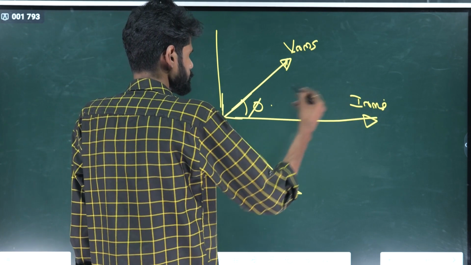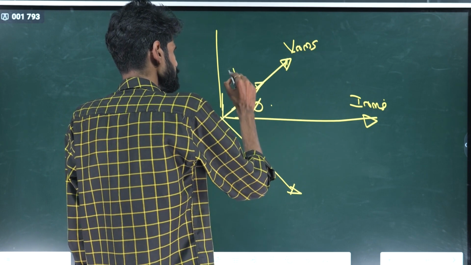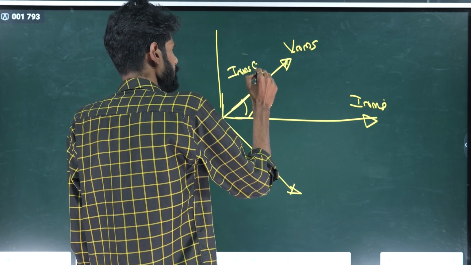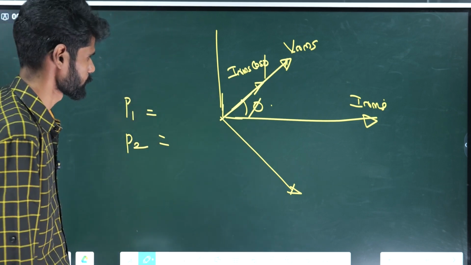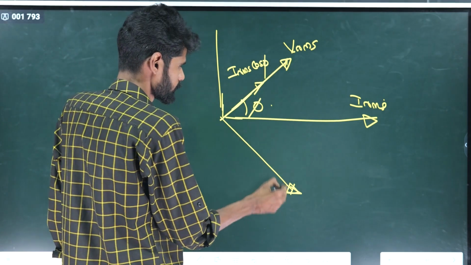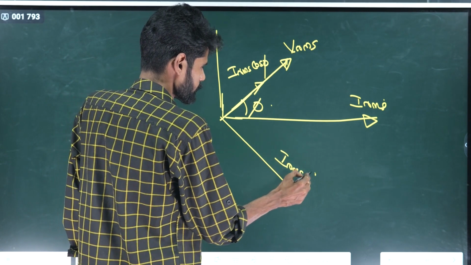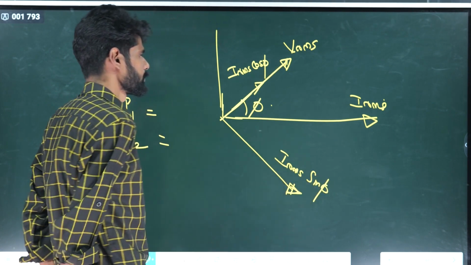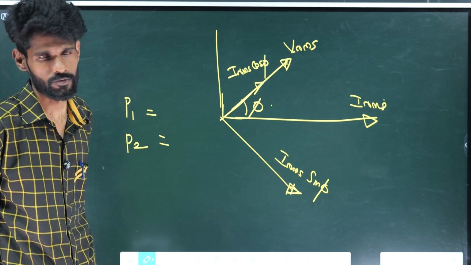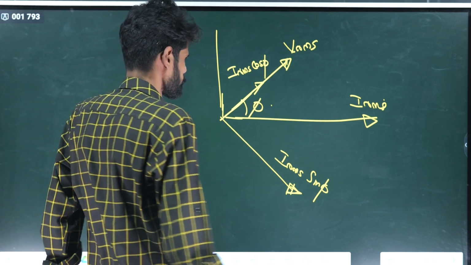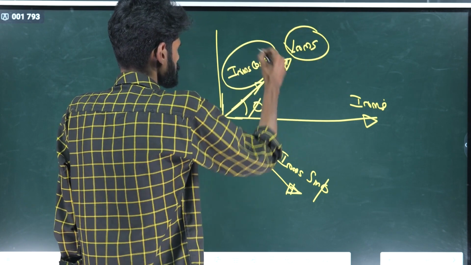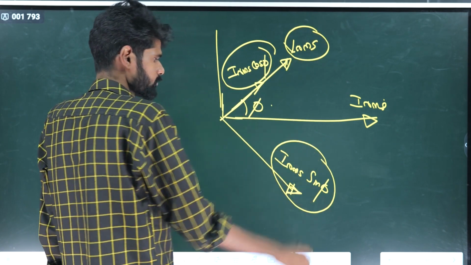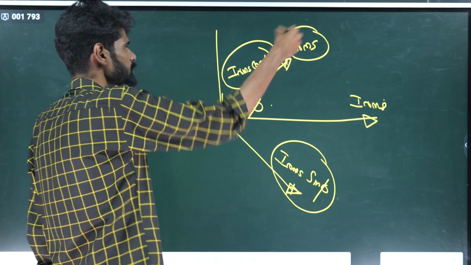Here Irms and Vrms, we resolve this. This is Irms cos phi in the direction of Vrms. Now this is Irms sin phi, perpendicular to the direction of Vrms. So Vrms Irms cos phi is in the same direction, and Irms sin phi is in the perpendicular direction. So here the angle between them is 0.